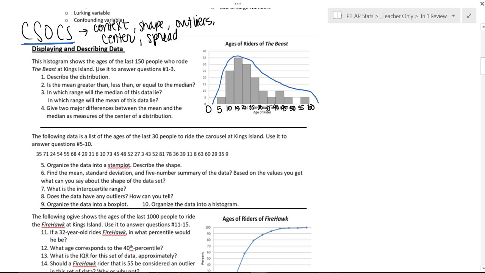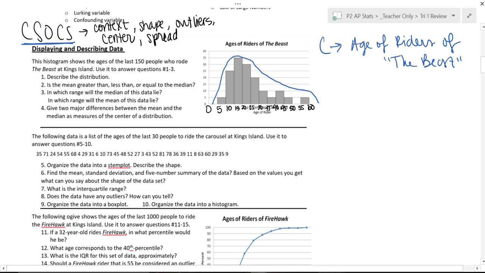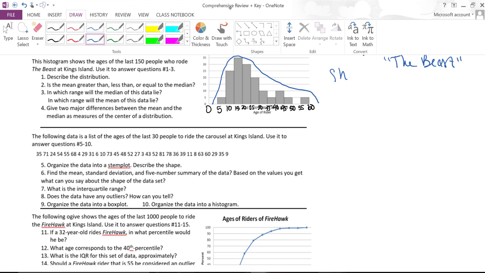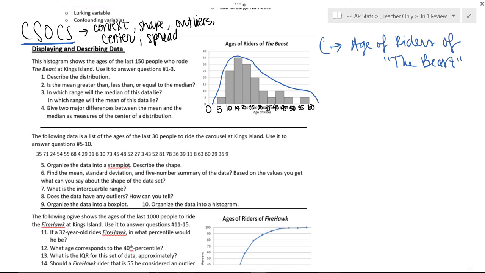So describe the distribution. Remember, our context is that first C. So we're going to say this distribution is talking about the age of writers of the beast. Then we're talking about the shape. And the shape, we have this long tail to the right, so it is a right skewed data set.